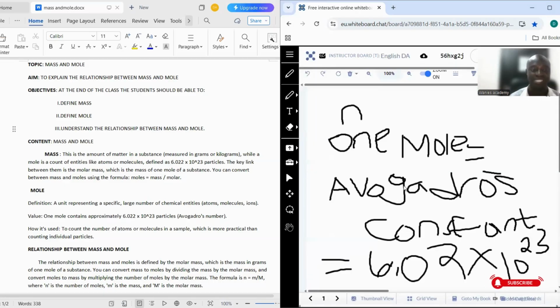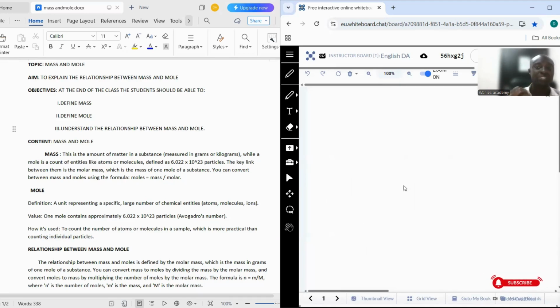The relationship existing between mass and mole is expressed using a parameter called molar mass. So the mathematical relationship that exists between mass and mole is connected by a quantity called molar mass. And molar mass is defined as the mass in grams of 1 mole of a substance.